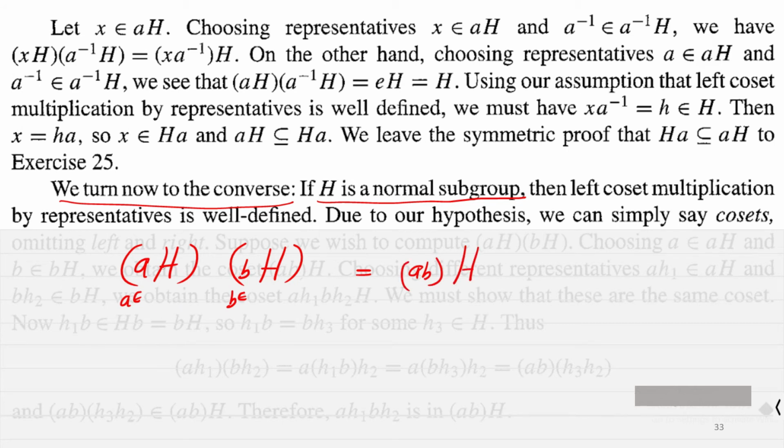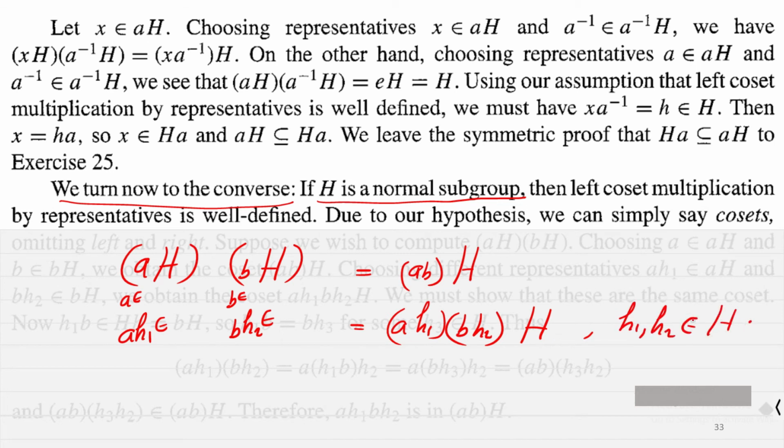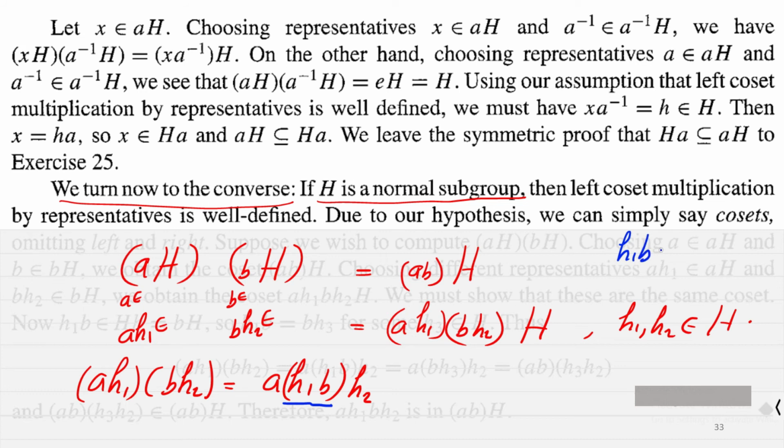Now if you consider different representatives from the same cosets, we may choose ah1 and bh2 as two elements from these two cosets respectively, where h1 and h2 are members of capital H. Now if you take the product, we get ah1 times bh2 times capital H, and in order to prove that the coset multiplication is well defined, we need to prove that these two cosets are the same. Now if you consider the product ah1 times bh2, you can see that by the associative property, you can write it as a times h1b times h2.